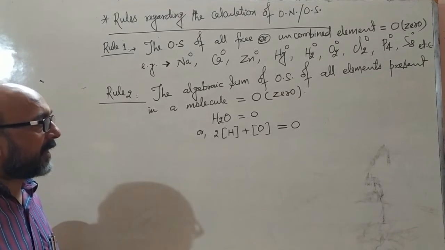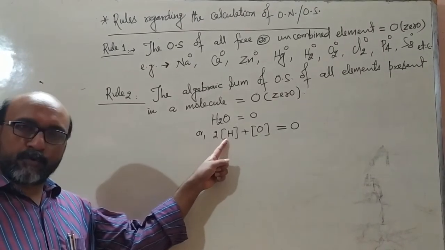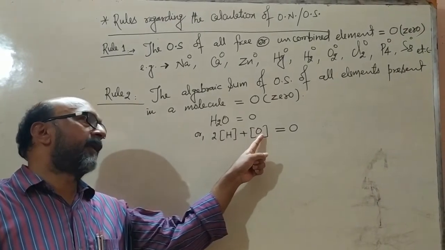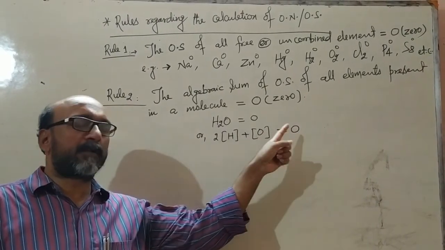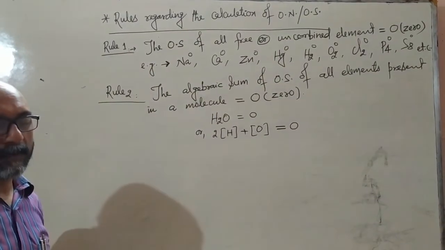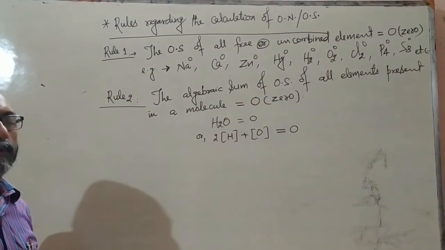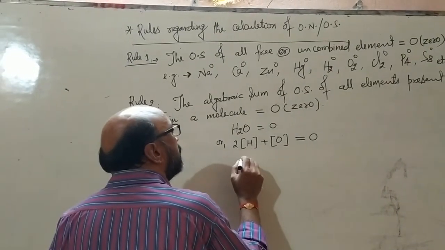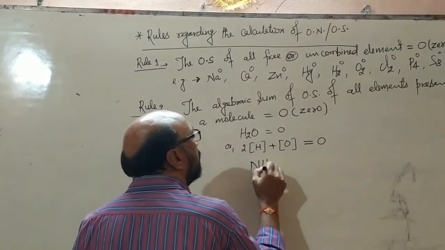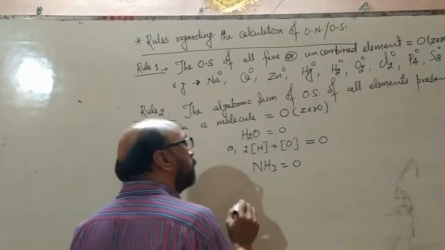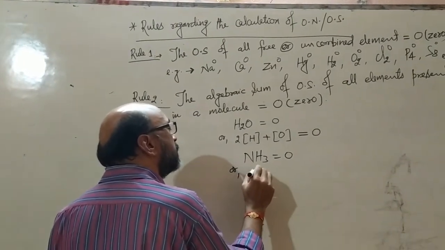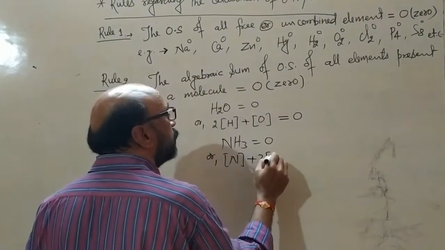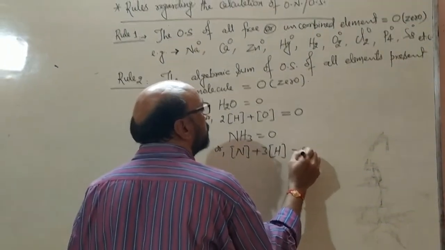When we add the charge present on 2 atoms of hydrogen plus one atom of oxygen, the total charge we get is 0. Similarly, ammonia NH3 is equal to 0. Again, what does it mean? Charge on nitrogen plus charge on 3 hydrogen is equal to 0.